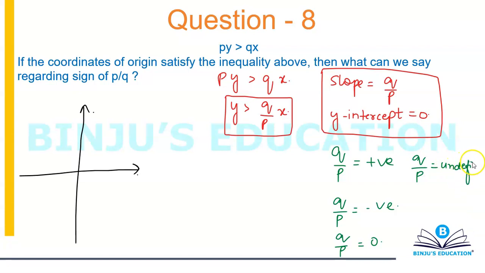Let's see what all cases we can figure out. What all cases can we make, because slope can be anything. It can be positive, negative, 0 or undefined. There are 4 types of slopes, so we're going to take all the 4 possible cases. Okay, so we need a bigger xy axis.